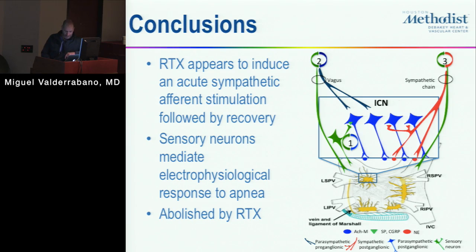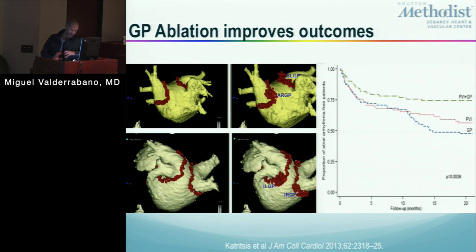There is a clinical correlate, so this does not come out of nowhere, and it's very controversial in the clinic. But there are some groups that claim that when you ablate the ganglia of the left atrium, in addition to the ablation of the pulmonary veins, you get better results. Very controversial. Some people have published that PVI plus GP ablation is better than PVI alone.